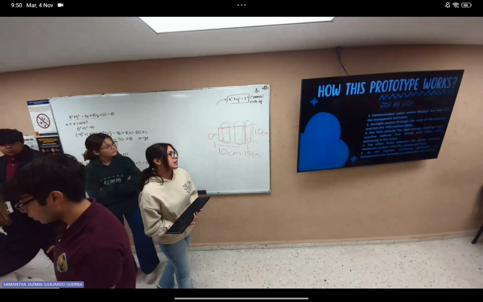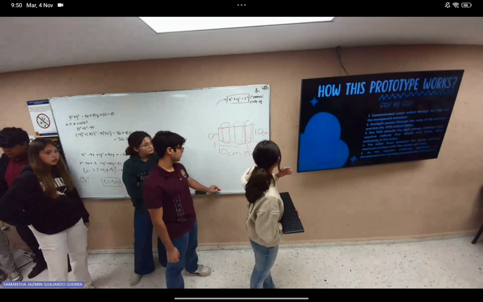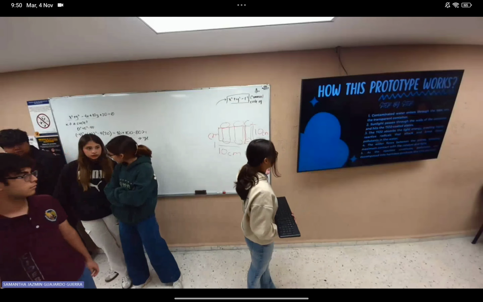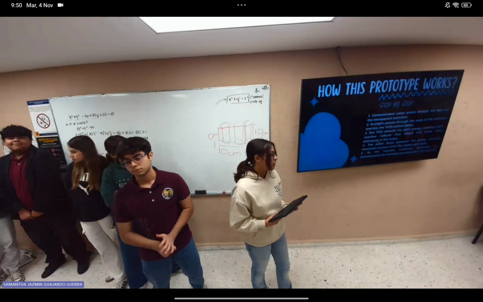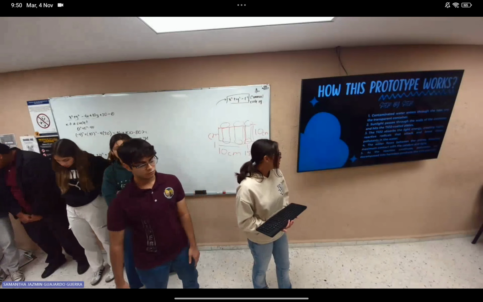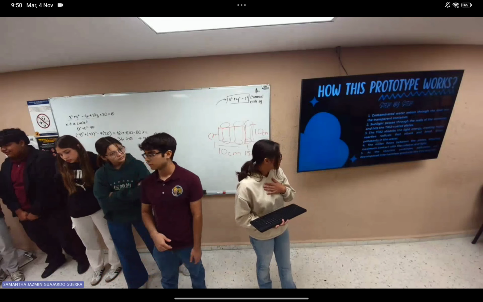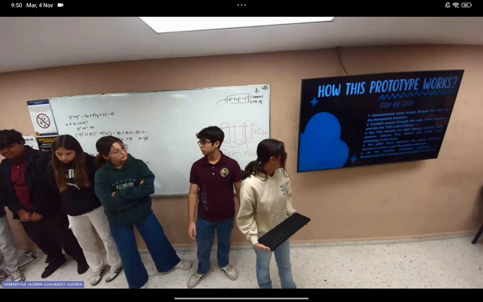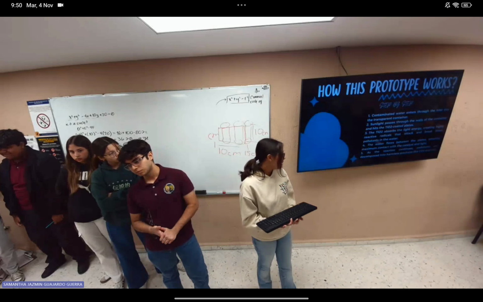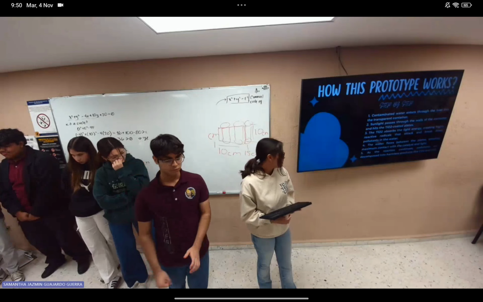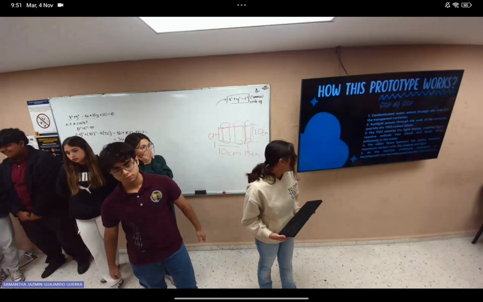Okay, now this prototype works step by step. First step: contaminated water enters through the inlet into the container. The second: sunlight passes through the walls of the container and keeps the titanium dioxide covered in place. Three: titanium dioxide absorbs the light energy, creating highly reactive particles that attack and break down pollutants in the water. Step four: the water flows between the plates, ensuring maximum contact with the catalyst and light. And step five: the reaction continues. Pollutants are decomposed into harmless products like carbon dioxide.